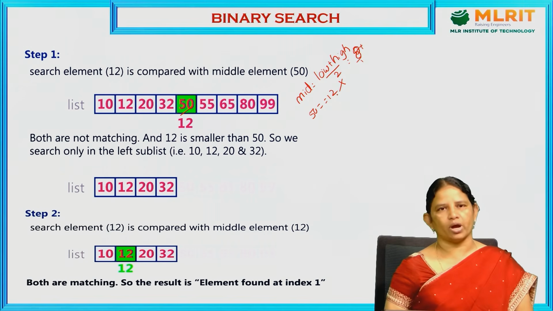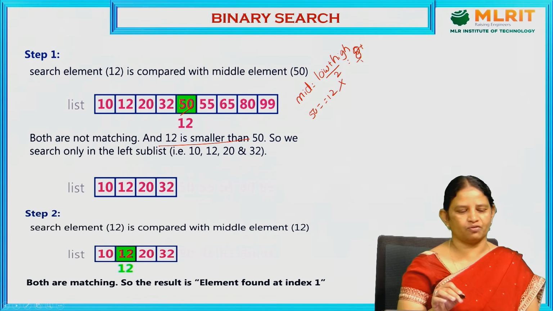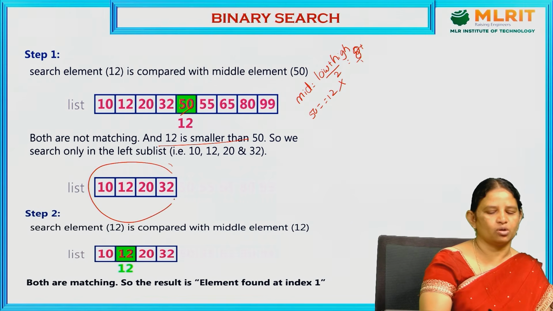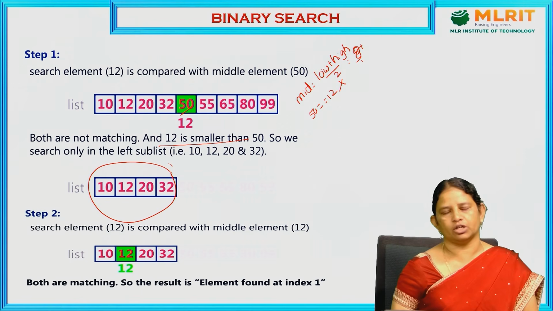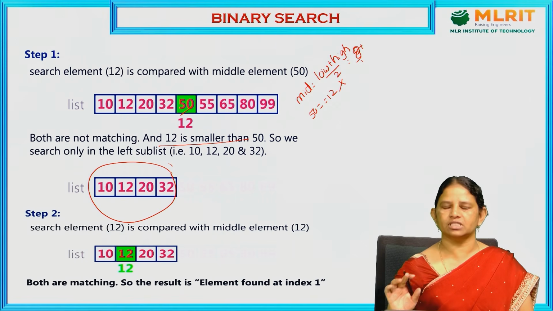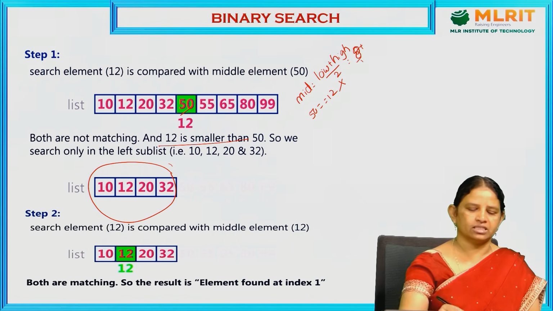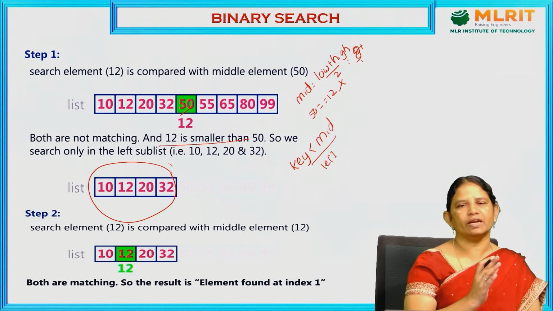Both are not matching, and 12 is smaller than 50. So we need to concentrate on the left sublist, that is 10, 12, 20, 32. I already told you that in binary search, all the elements in the list should be in sorted order. Since the key element is less than the mid element, we have to take only the left sublist.